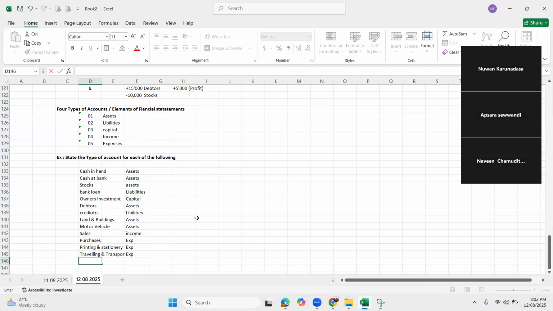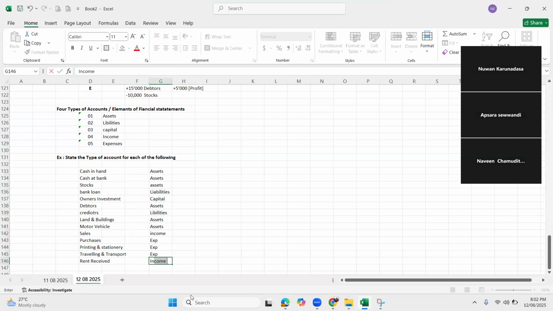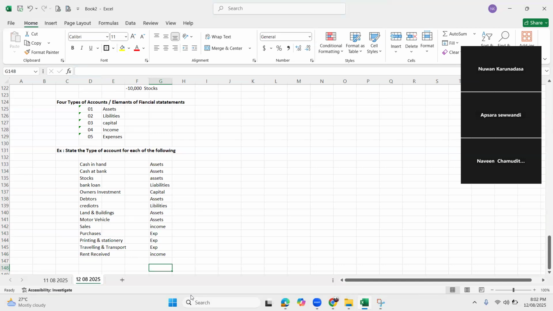Then rent received. Income. Perfectly correct. Rent received, income. Rent paid, assets? Wrong.